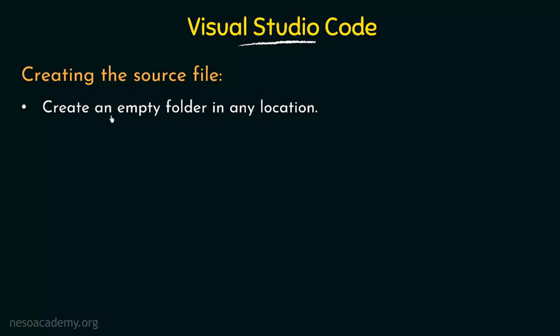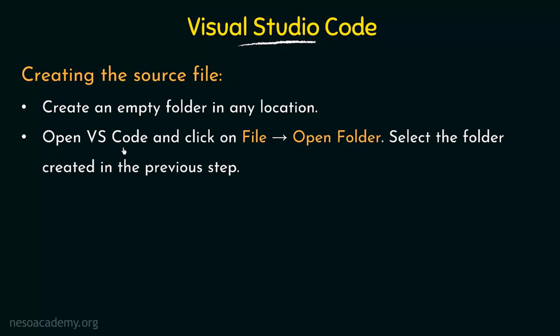The first step is to create an empty folder in any location. For running a program in Visual Studio Code, we need our source file to reside in some folder. So we will create an empty folder in any location of your choice. Then we will open Visual Studio Code and click on File, and then go to Open Folder. There we will select the folder that we created in the previous step. What we are basically trying to do is open the folder that we created in the previous step.